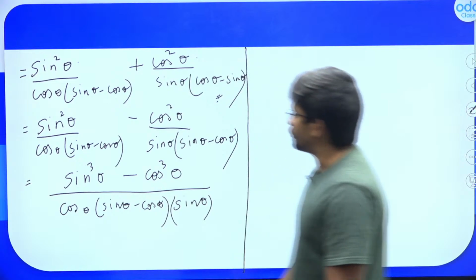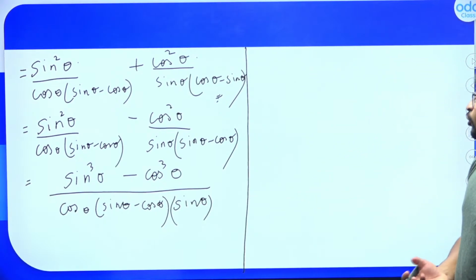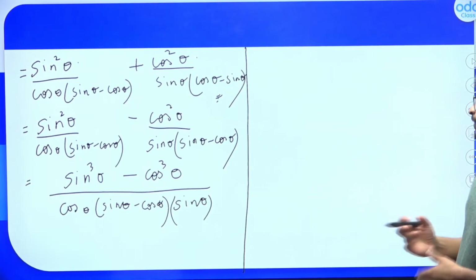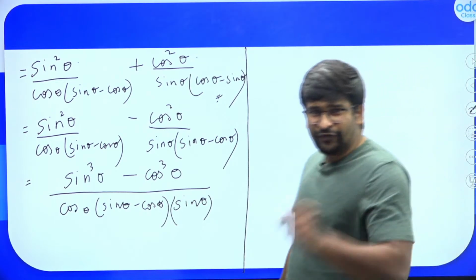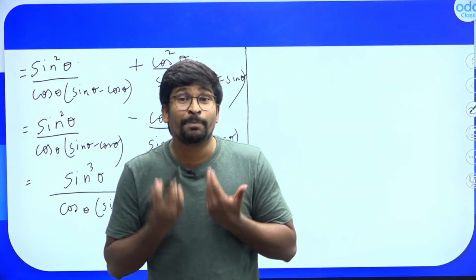This is what it will change to: sin cube theta minus cos cube theta divided by cos theta into sin theta minus cos theta into sin theta. This is what you have. How many of you know the expansion of a cube minus b cube?